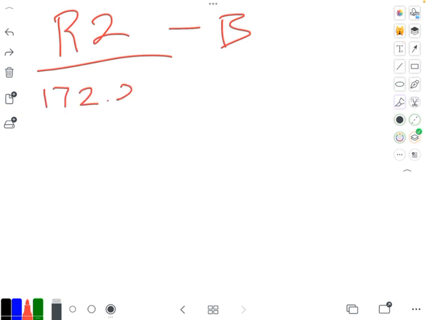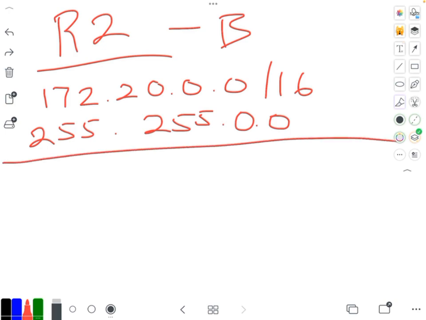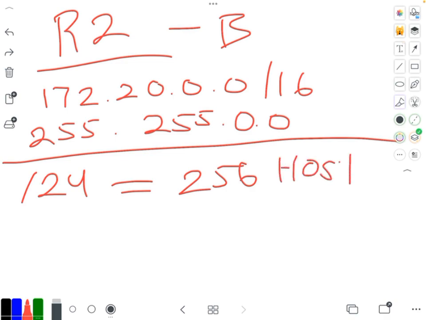Now a whole different class. 172.20.0.0 is our network address, and it's a /16, and our subnet mask is 255.255.0.0, right? So as we know, /24 gives 256 hosts.